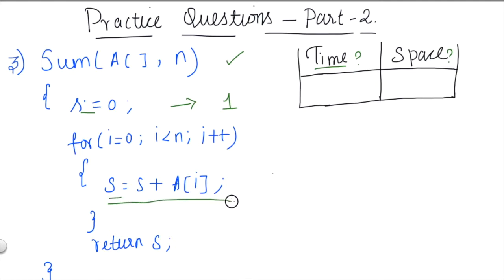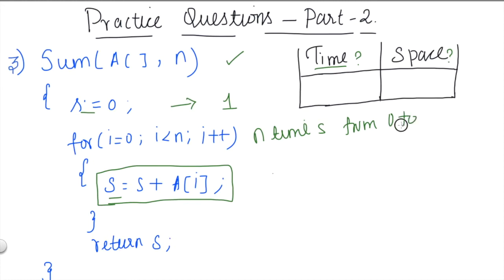Now, how many times this particular statement will be executed? N times, right? From 0 to n minus 1. Say for example, if n is 5, then it will be executed from 0 to 4. And for each execution, the statement will take 1 unit of time. And therefore, total time unit for this particular statement is n units.